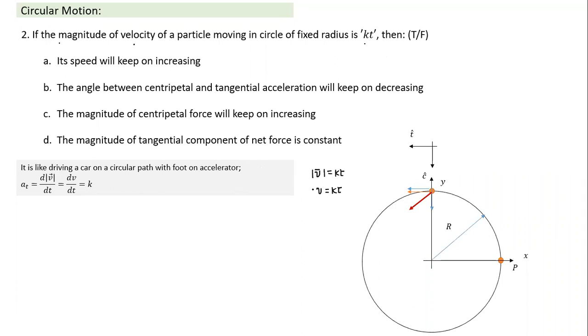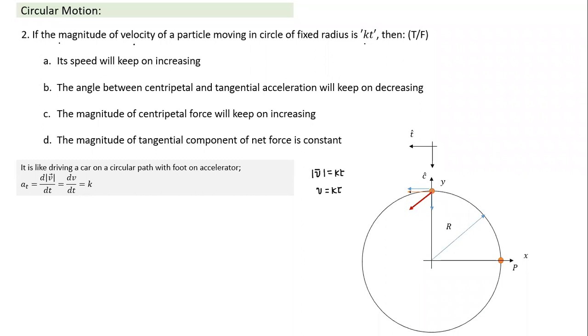So if I differentiate this with reference to time, I get the tangential acceleration. It implies tangential acceleration is constant. This kind of motion also is a uniformly accelerated circular motion. Alpha is constant, a_t is constant. Angle between centripetal and tangential acceleration will keep on decreasing. Let's think, is this statement correct or not?